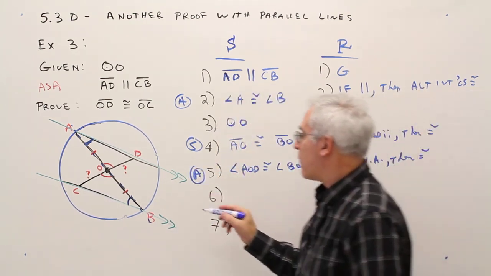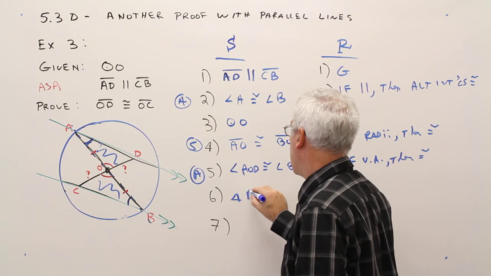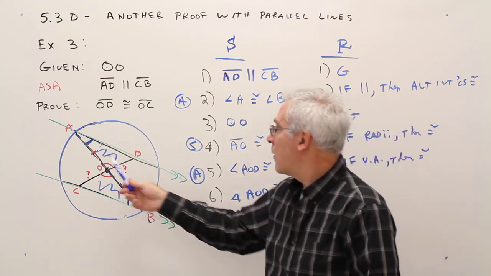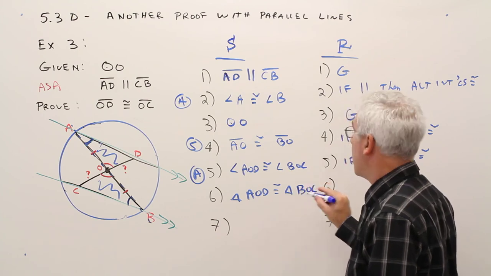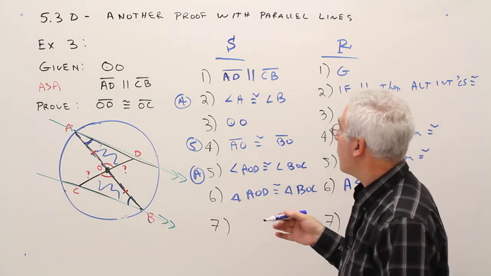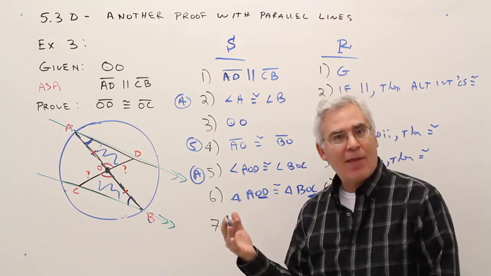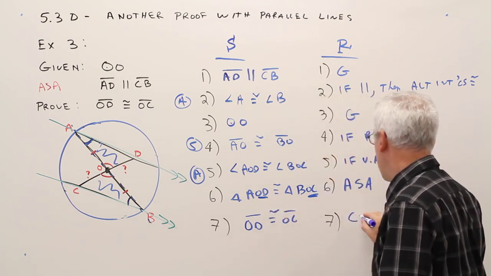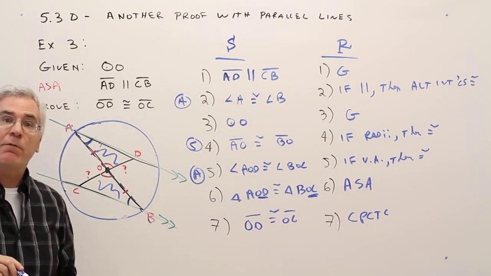Now I'll get the 2 triangles congruent, just so you can see the triangles better. So I'll say triangle AOD is congruent to triangle. Let's make sure I did my lettering correct. A to O, B to O, okay, BOC. That's by ASA. And then once I get the triangles, I can get the parts. The parts I care about, OD, last 2 letters and last 2 letters, and that makes sense. So OD is congruent to OC by CPCTC. So there you have it. Another proof involving parallel lines.